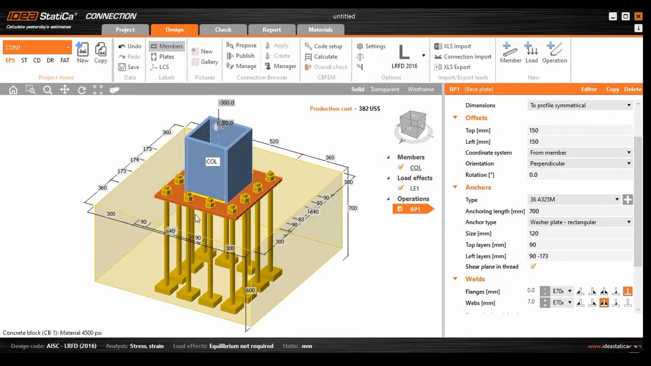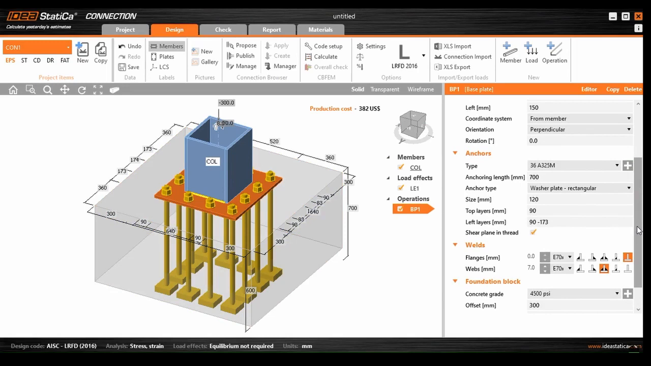Okay, all the holes, all the anchors are added to the template and the connection here. Okay, next part is about welds. You can choose between fillet weld and groove welding. Okay, I choose both flanges and webs to be connected to the base plate with groove welding. And okay, here you can choose the grade of the welding stick. I give it E17 as it is, and this is the thickness of the weld.